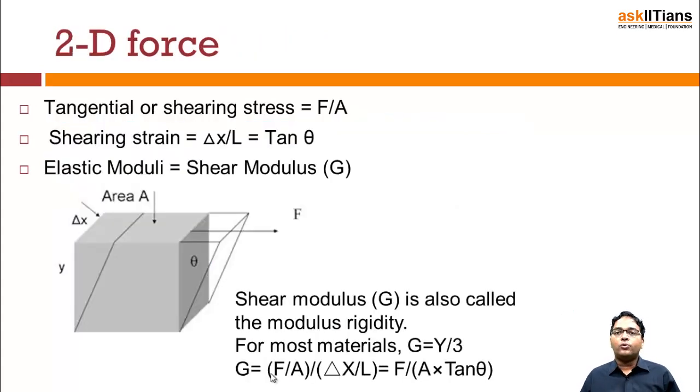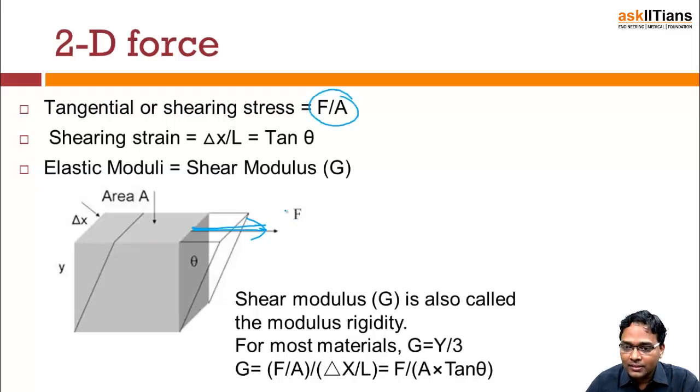Okay, now let's try to go into a two-dimensional framework. So this is something that we have already discussed. In a two-dimensional framework, you apply a tangential or a shearing stress. So if you apply a tangential force, as a result there is going to be a tangential stress that is produced. So stress is going to be equal to force per unit area, and the shearing strain.